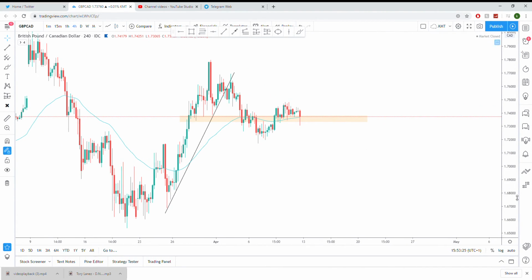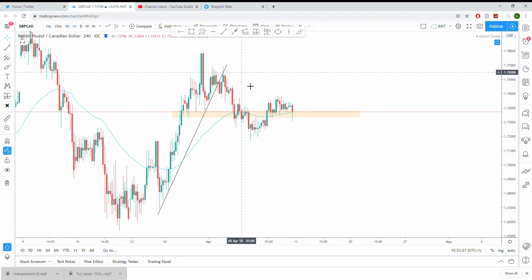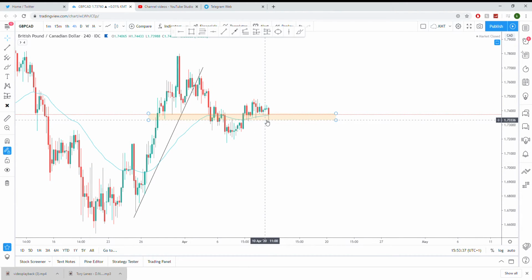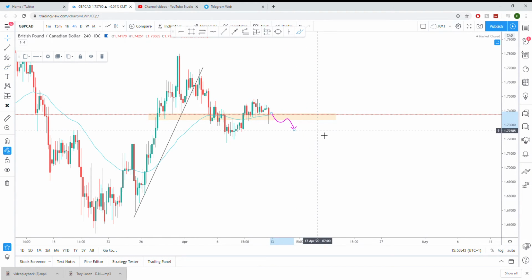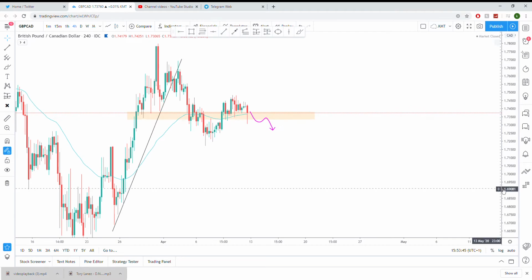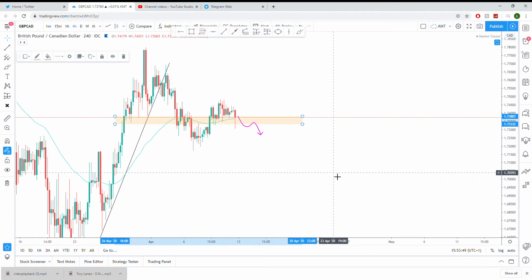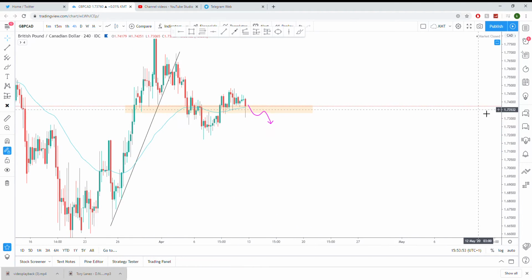pushing our way through to a nice short downtrend here, slightly moving towards the upside. So what I want to see here is if we can break below this reversal zone here on a 4-hour time frame, we could be looking at some shorts in the long run. So this is at 1.733 to 1.738.